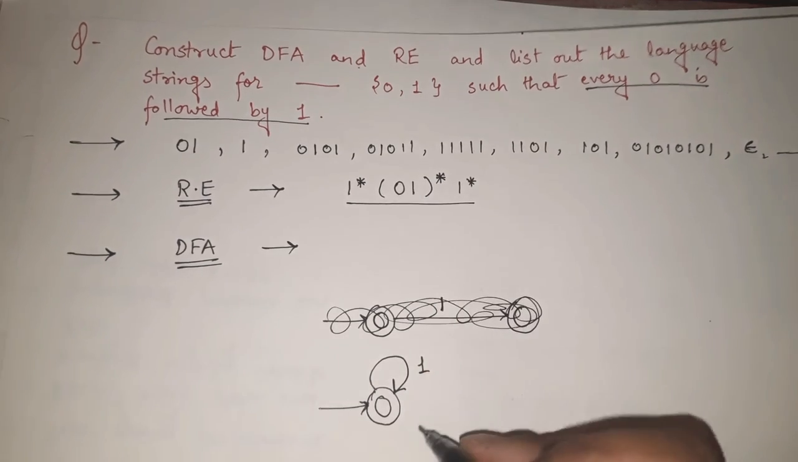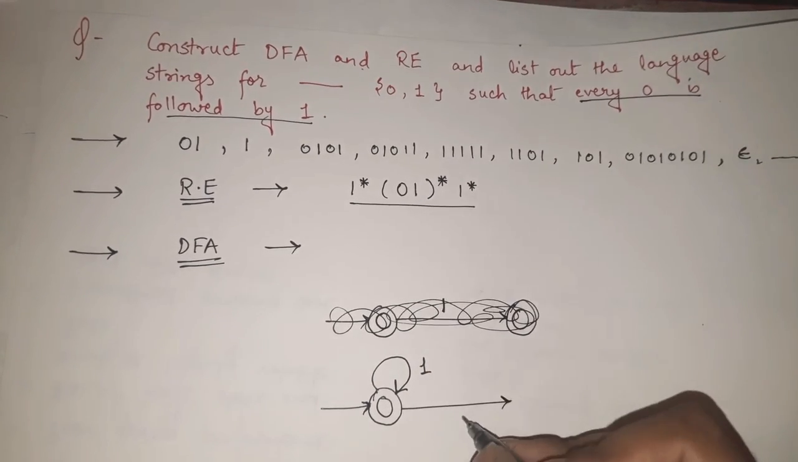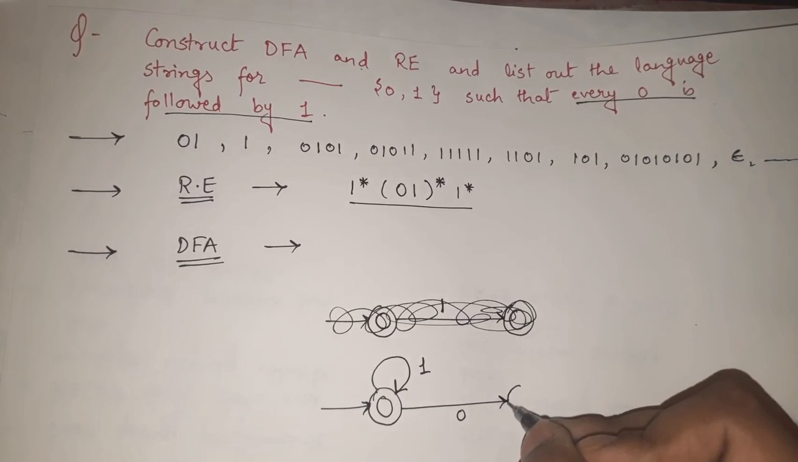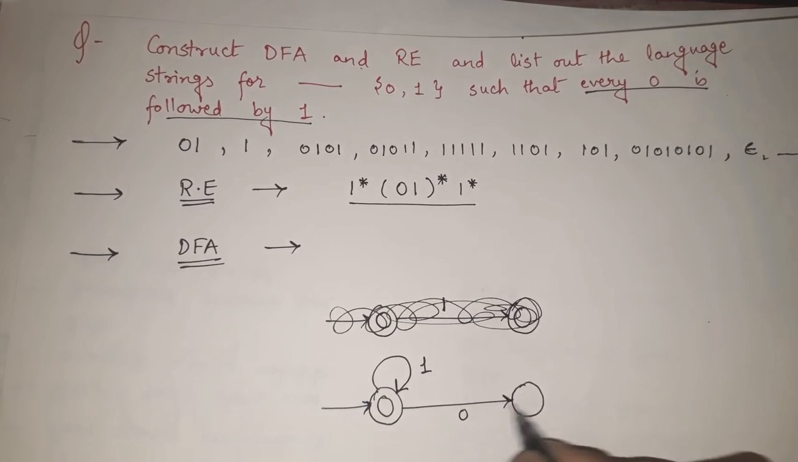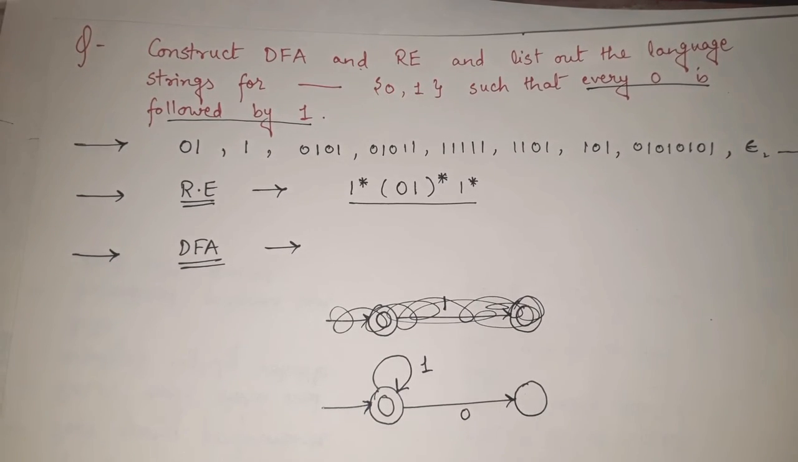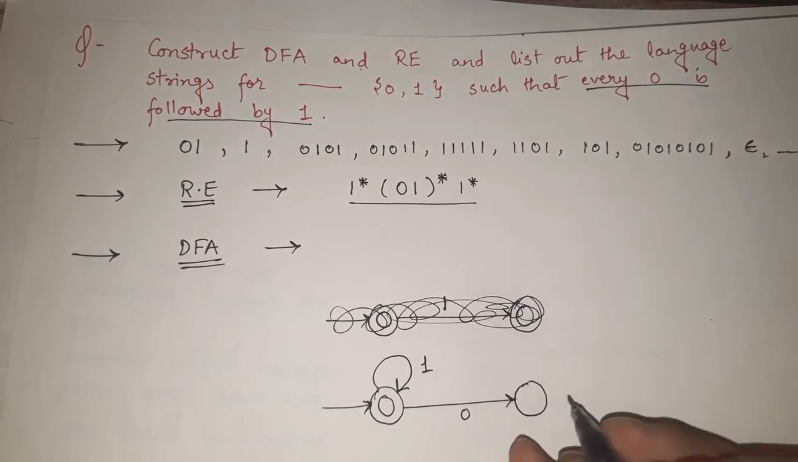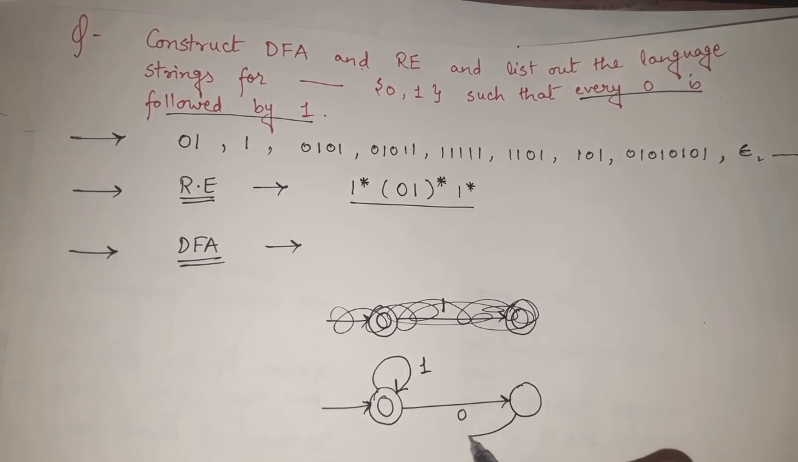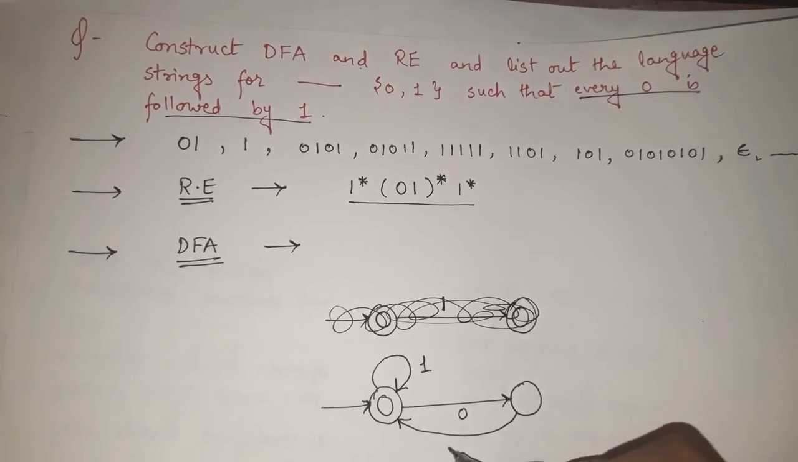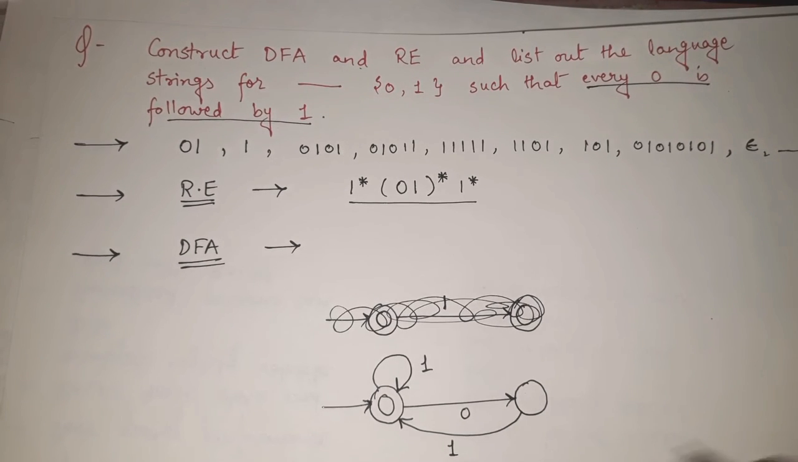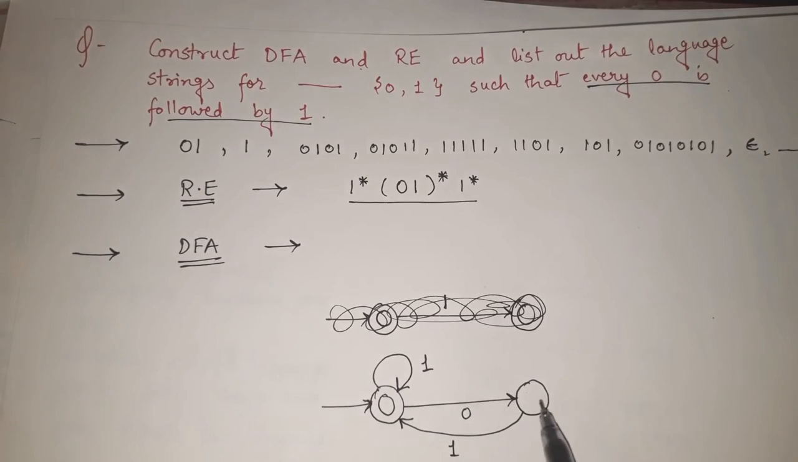So whenever I have 0, I will go to a state that is a non-accepting state. Now when will it be accepted? Only when I get 1 after this. Then I can make it accepted. Fine. So see, 0 1 is accepted.